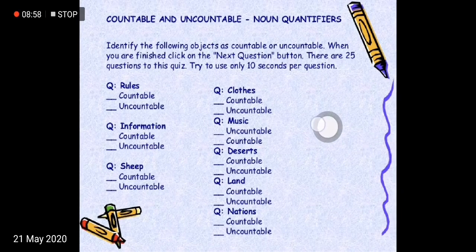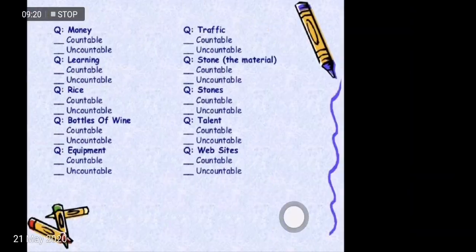And I have taken some examples, some nouns. You have to answer whether these nouns are countable or uncountable. Here are some examples like rules, information, sheep. Sheep is a word. You have to see it yourself whether it's countable or uncountable and answer accordingly. There are some more words: clothes, music, deserts, land, nations.